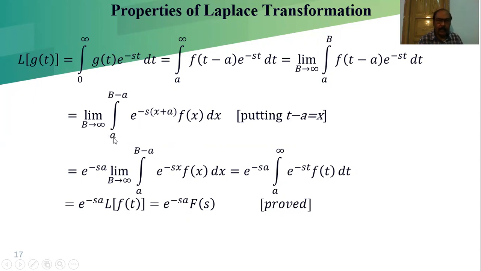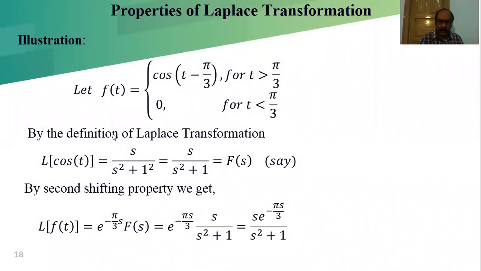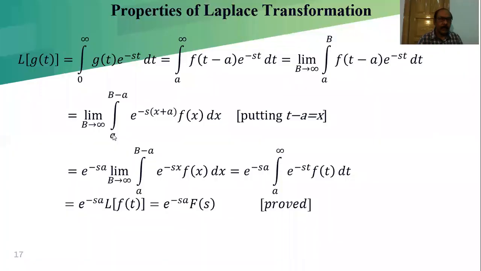This limit should be 0, not a. This should be 0, by mistake it is there. This should be 0 and b minus a. So the limits are 0 to b minus a, and then as b tends to infinity, 0 to infinity.